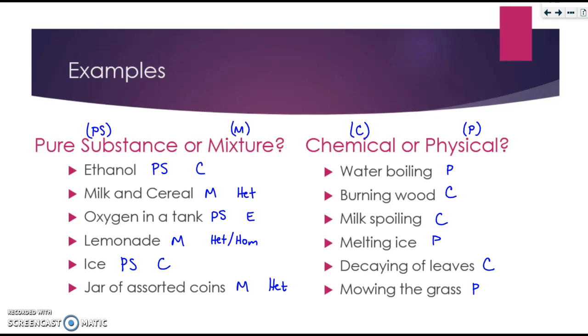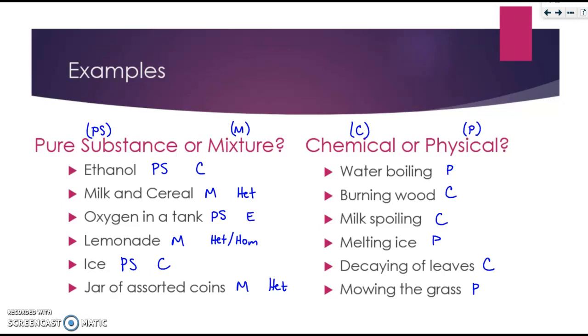Here are the answers to the practice problems. Ethanol is a compound. Milk and cereal is a heterogeneous mixture. Oxygen is an element. Lemonade is a mixture, and I put both heterogeneous and homogeneous because if it has pulp, it's probably heterogeneous, but if it doesn't, it would be homogeneous. Ice is a form of water, which is a compound. And then, of course, a jar of assorted coins is a heterogeneous mixture.